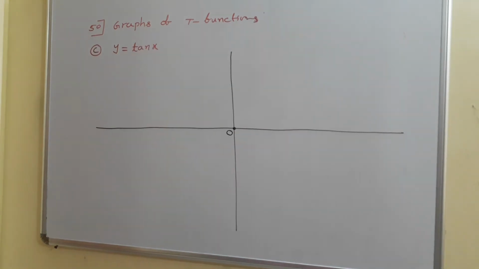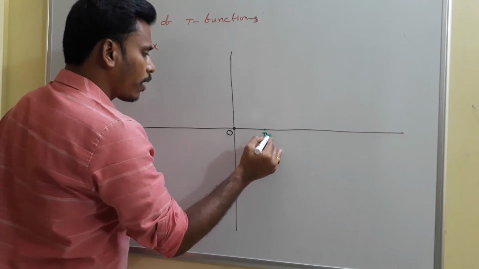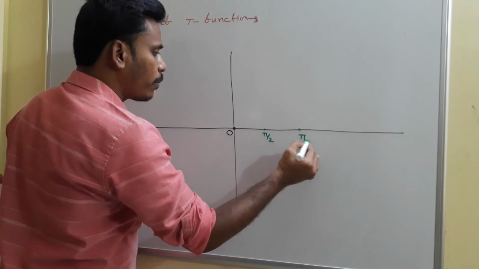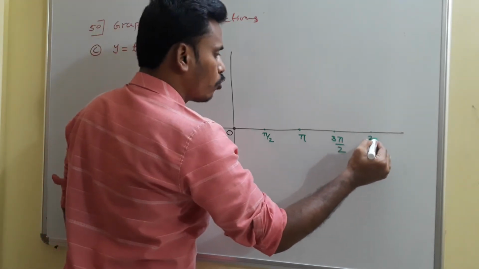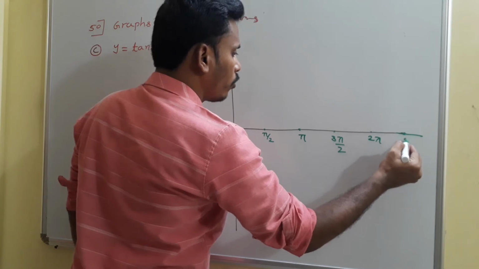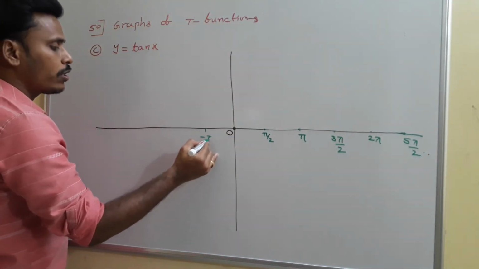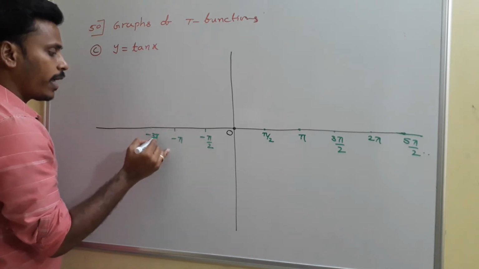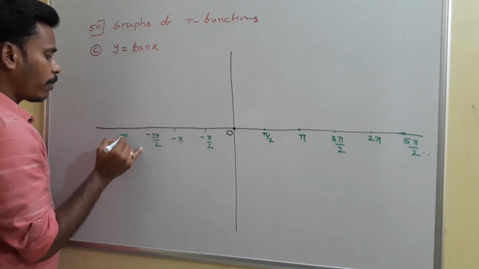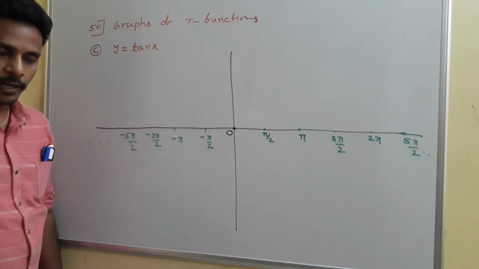First indicate the angles on the x-axis to sketch the graph of tan x. See the same known angles: 0 degrees, and then pi by 2, pi, 3 pi by 2, 2 pi, and add one more pi by 2, it is 5 pi by 2. Still you have many angles on that side. And now coming to this side: minus pi by 2, minus pi, minus 3 pi by 2, and then minus 5 pi by 2, and if you move, you will still get many angles on this side.